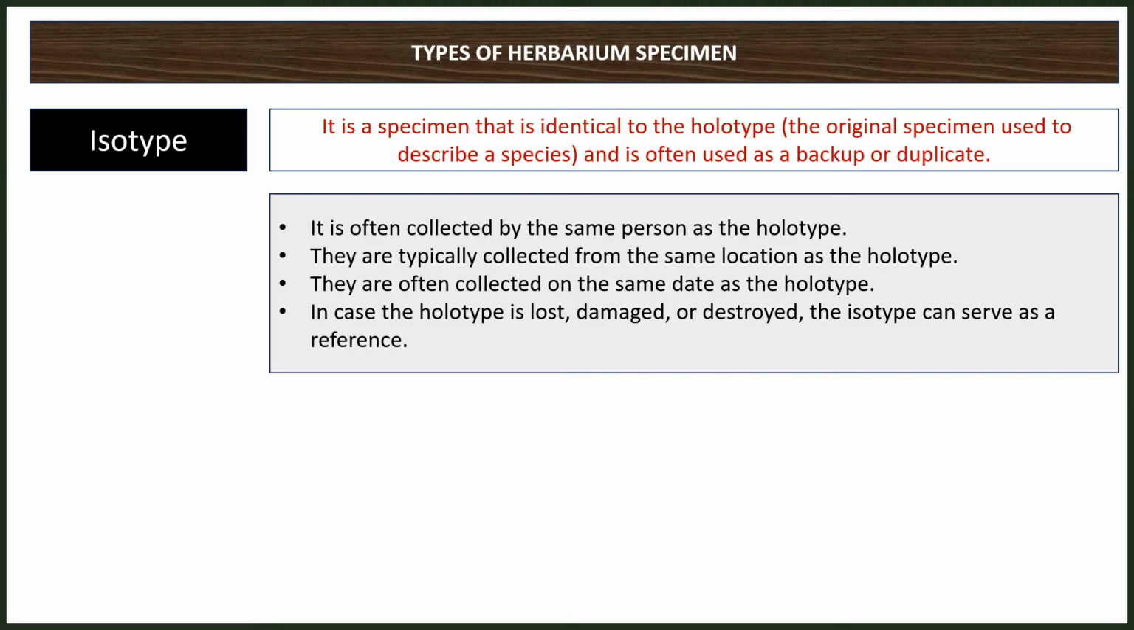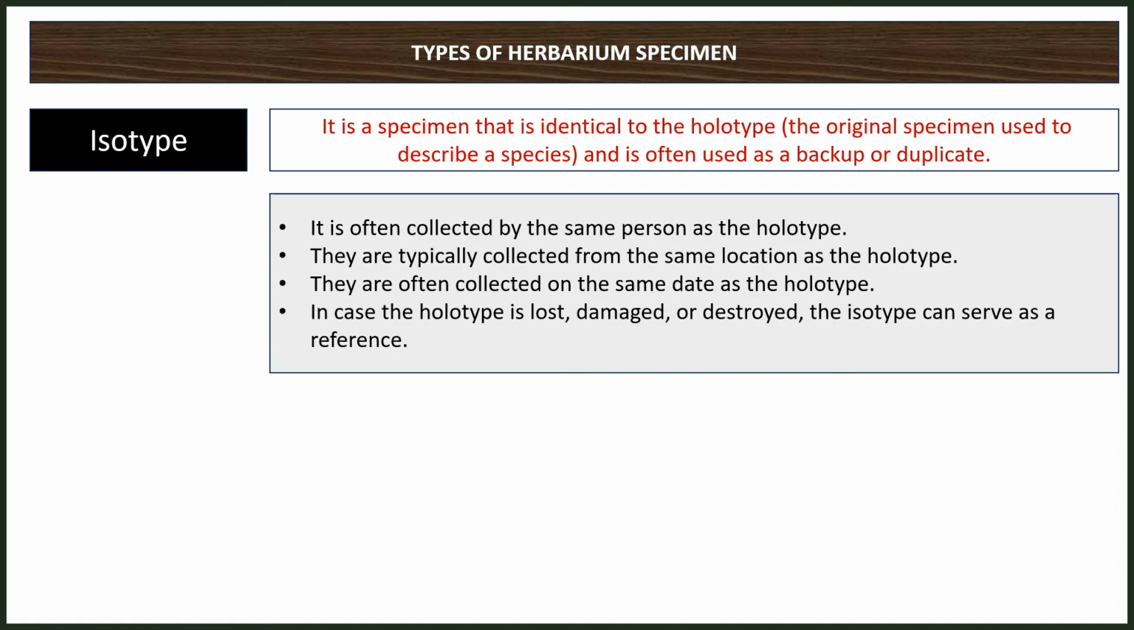Next is the isotype. It is not necessary that while collecting a holotype, you will be collecting only one specimen. You will be collecting duplicates of it. So while collecting the holotype, the duplicate that you collected is the isotype.